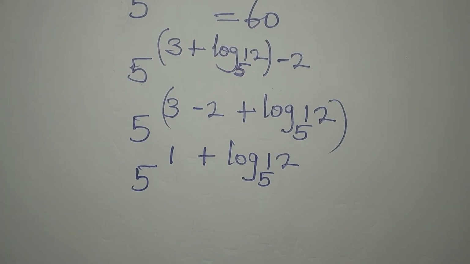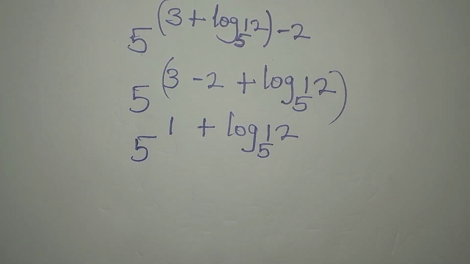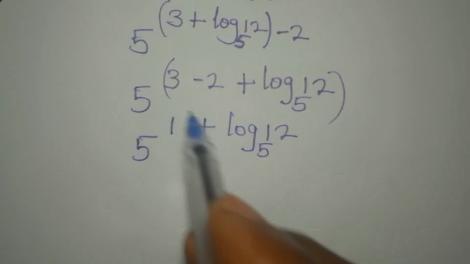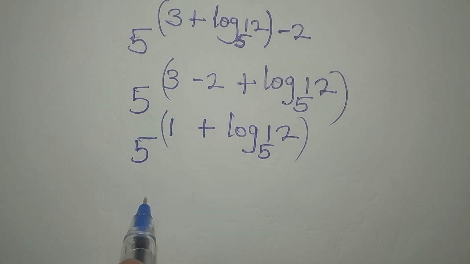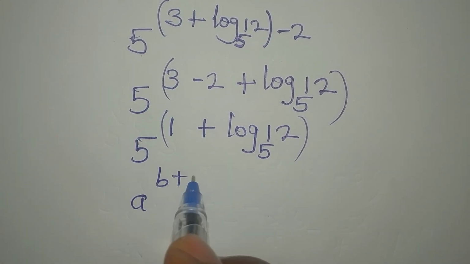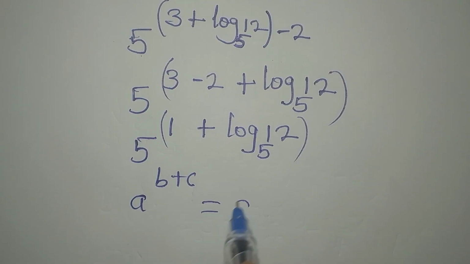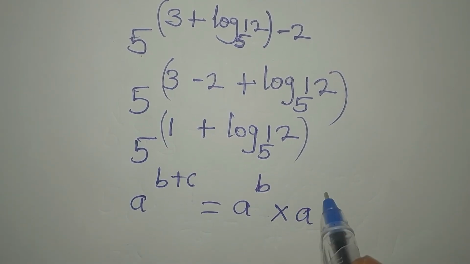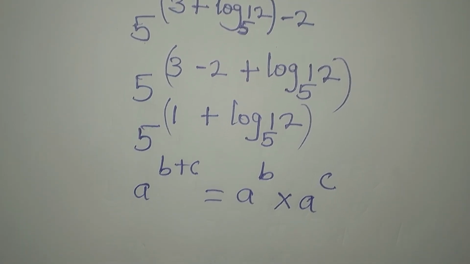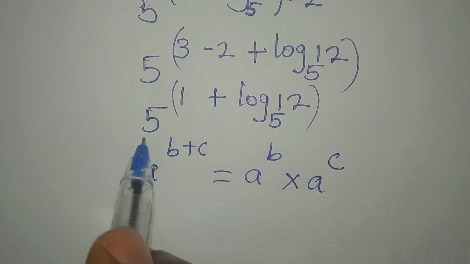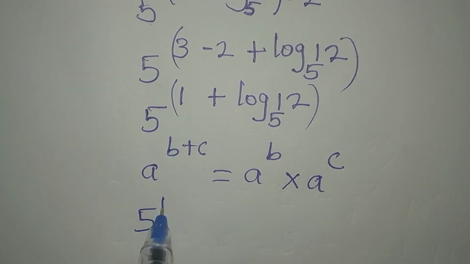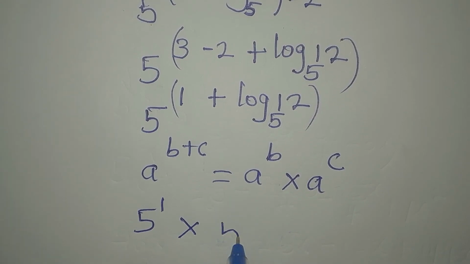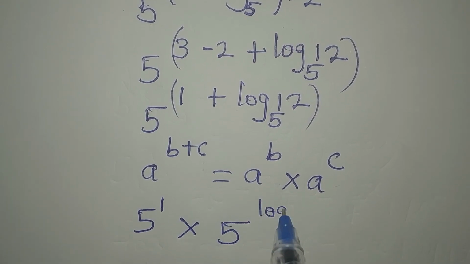Then from here we'll apply one of the laws of indices again. Remember that if you have something like a to the power of b plus c, this can be a to the power of b multiplied by the same a to the power of c. So to do this now, 5 to the power of 1 multiplied by 5 to the power of log 12 to base 5 is what we have here.